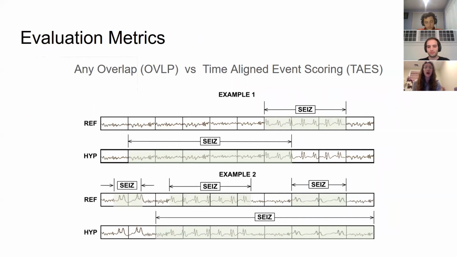When evaluating our output, there are many, many ways to do this because we're dealing with a time series where the label of seizure spans over many different times. So two different metrics that we cared about were the OVLP metric and the TAES metric. And the main difference between them is that the OVLP metric doesn't care about how much overlap there is. As long as there's overlap between the reference and the hypothesis, it's counted as a true positive. While the TAES metric looks at exactly how much overlap there is, and it weights the scores based on the overlap. The TAES metric is just a much harder version of the OVLP metric, but the competition that we participated in uses the TAES metric. So we had to keep both in mind while building our model.